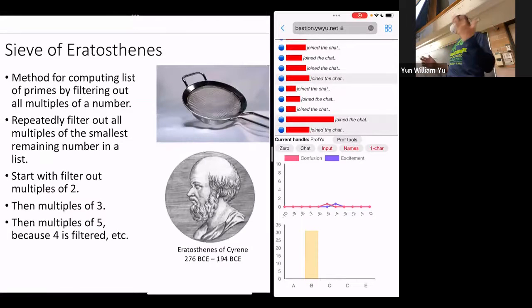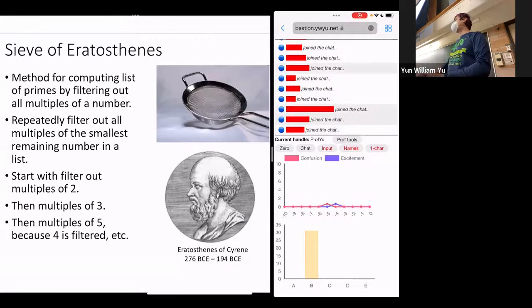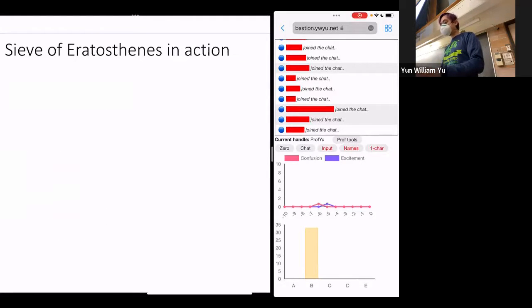So this is a slide from one of our previous lectures. This is a method for computing the list of primes by filtering out all multiples of a number. You repeatedly filter out all multiples of the smallest remaining number in the list. So you might start out with multiples of 2, then multiples of 3, multiples of 5, because 4 is already filtered. So at each step you're filtering out all the multiples, and then you're left with just the remaining primes. And this is often credited to Eratosthenes of Cyrene from around 200 BCE.